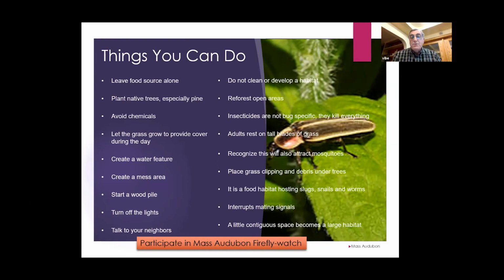And talk to your neighbors, because it can be contagious. If you're doing good gardening practices in your yard and you're successful and your neighbors are seeing that, they'll do the same thing. They'll jump on board.